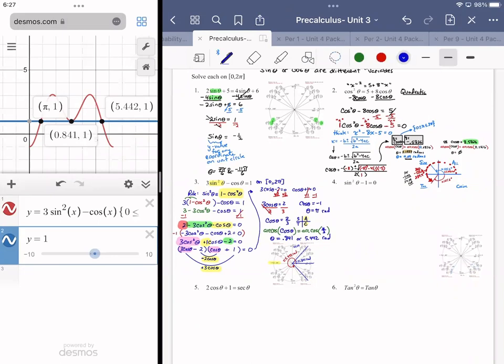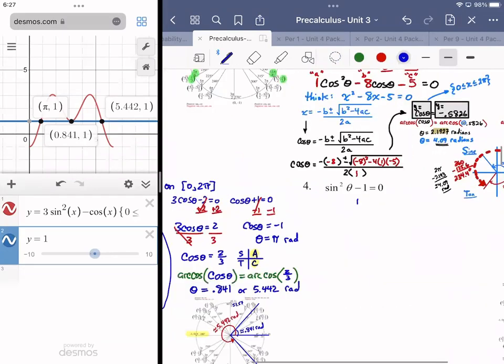For this one, I would just add a 1 to both sides. Sine squared theta is equal to 1. I want to get sine of theta alone, so I'm going to take the square root of both sides.